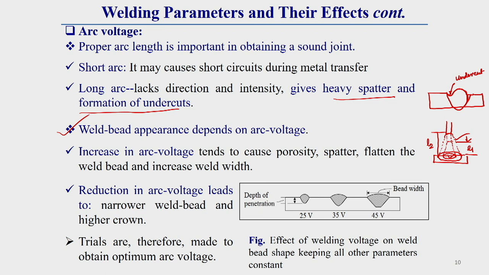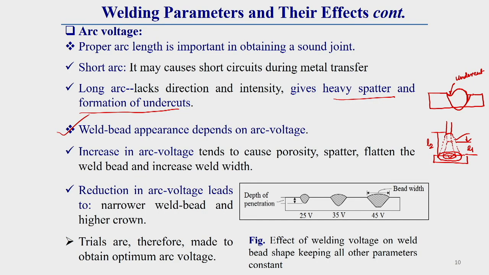Generally, the higher the arc gap, though it increases the arc voltage, there should be some limitation of arc gap. That's why one thing you should keep in mind is that trials are generally made to obtain the optimum arc length. So before actual welding, a lot of trials are required to find what the actual arc gap should be, that means what the actual welding voltage should be.